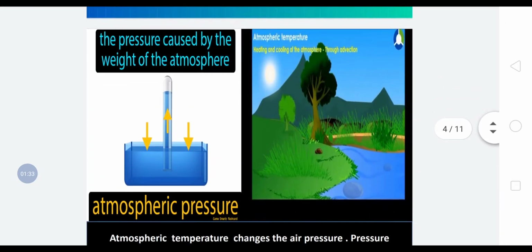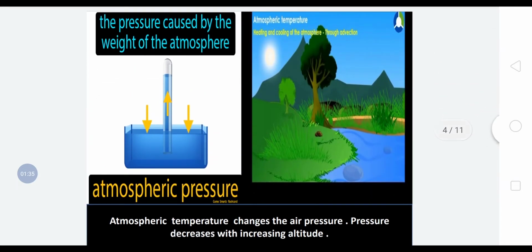It is clear to us that the pressure caused by the weight of the atmosphere is called atmospheric pressure, and atmospheric temperature is caused by heating and cooling of the atmosphere. Now, atmospheric temperature changes the air pressure, and pressure decreases with increasing altitude. I hope this is clear.